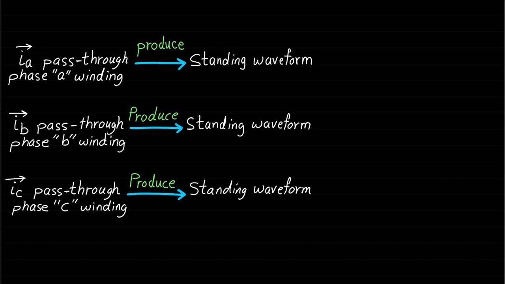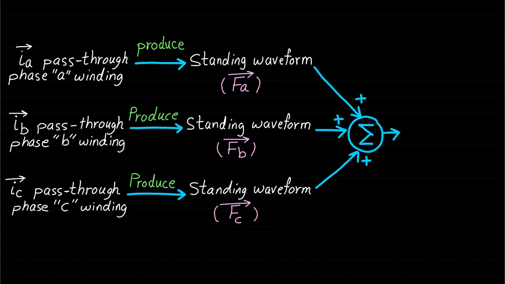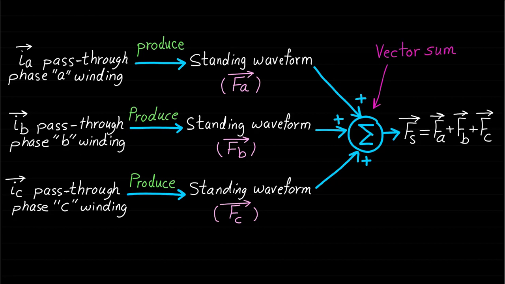or non-rotating waveform. As mentioned earlier, the standing waveform's magnitude changes as the current magnitude changes with time. The three-phase standing waveforms can be denoted by Fa, Fb, and Fc. The vector sum of the resultant of these three-phase magnetic field standing waveforms will generate the rotating or moving magnetic field waveform Fs, which has constant magnitude.